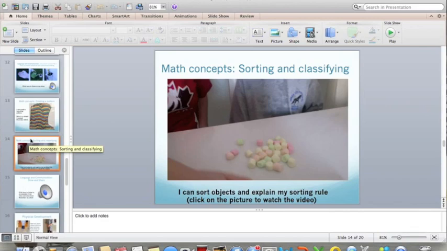There's also sorting and classifying, so I did another video of the student sorting these objects and explaining why they sorted them that way. And I just did it in a form of a video.